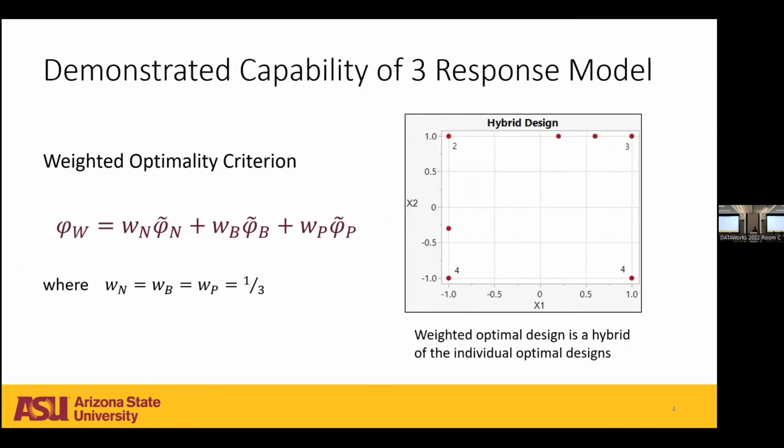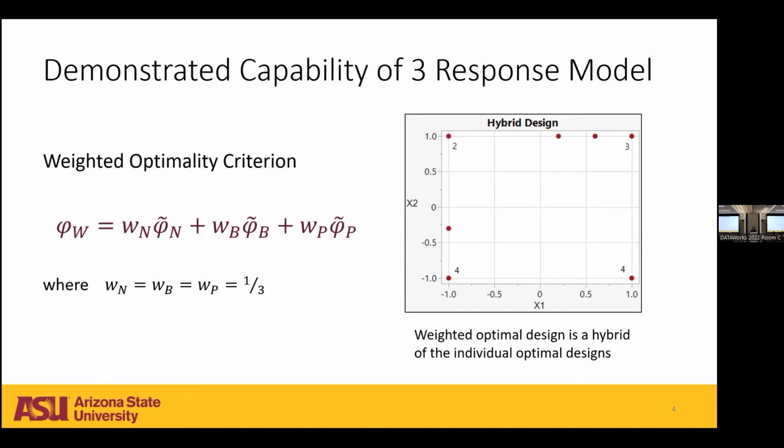So using a weighted optimality criterion, we created essentially a hybrid design, which ends up being a better choice for all three responses than any of the individual optimal designs. So I do want to point out, you put a weight, W sub N, B, or P, on each of the responses, which is assigned ahead of time. And the optimality criteria are calculated in the algorithm. And the algorithm is going to search for the design points that maximize the overall weighted optimality criterion.